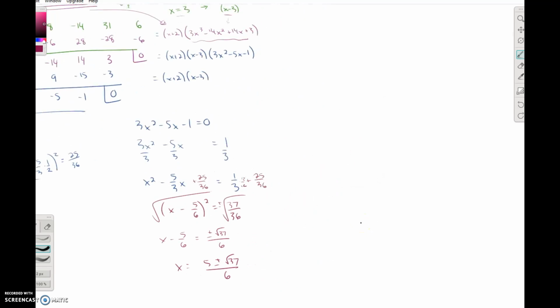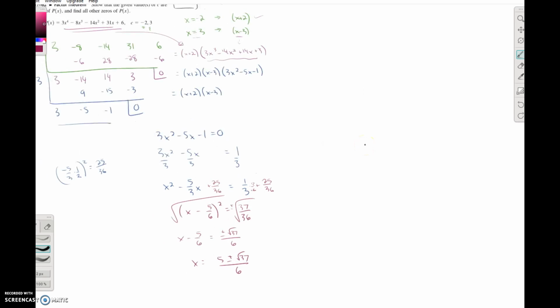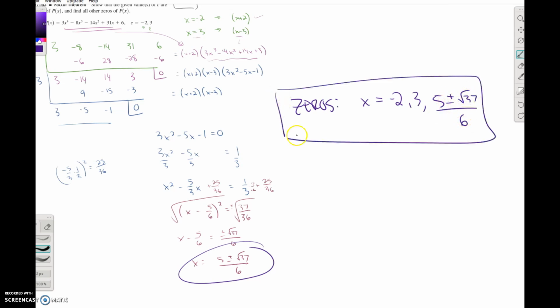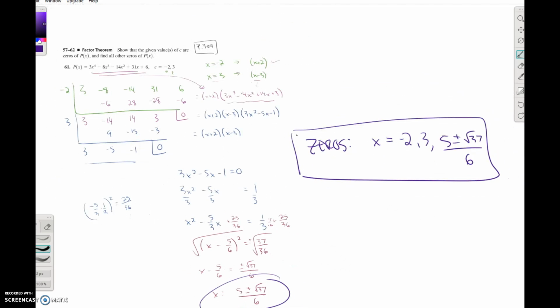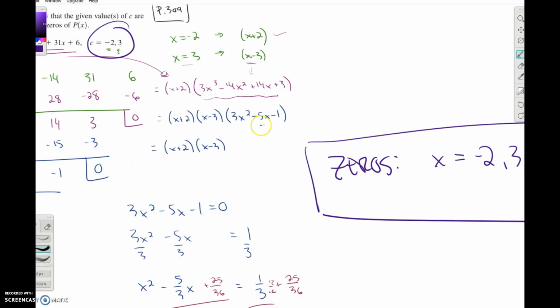So in conclusion, sorry, it's a little bit small. Oh, can you see it? In conclusion, my zeros are the two that they gave me originally, x equals -2 and +3, and then 5 plus or minus the square root of 37 over 6. This polynomial has those 4 zeros. Okay? 2 of them I knew because they gave them to me. But once I knew those two, I was able to break down this polynomial into a quadratic and use my old techniques to find the last 2 zeros.